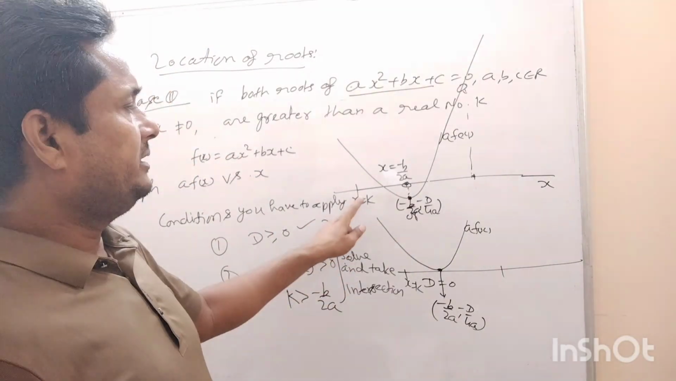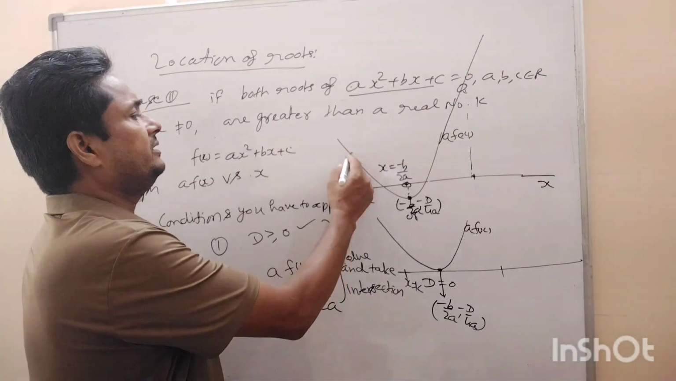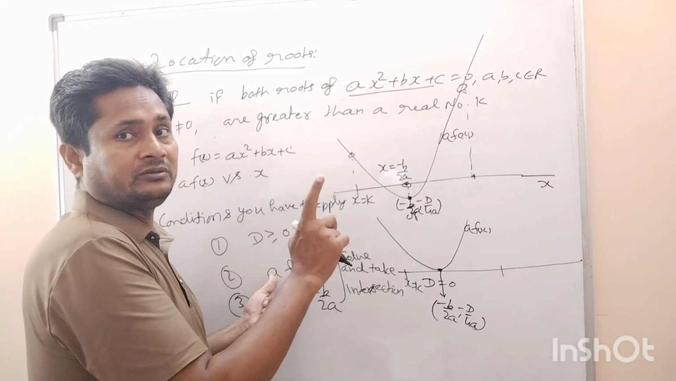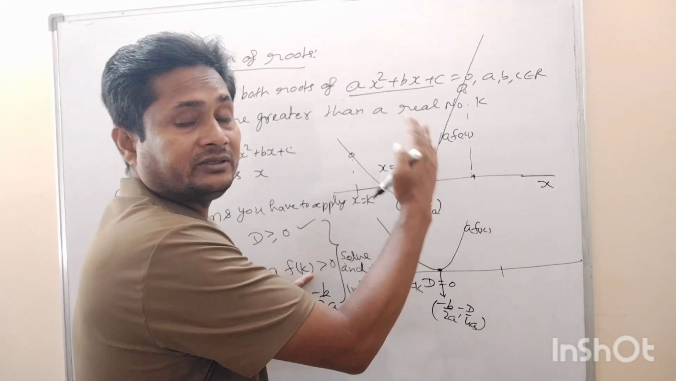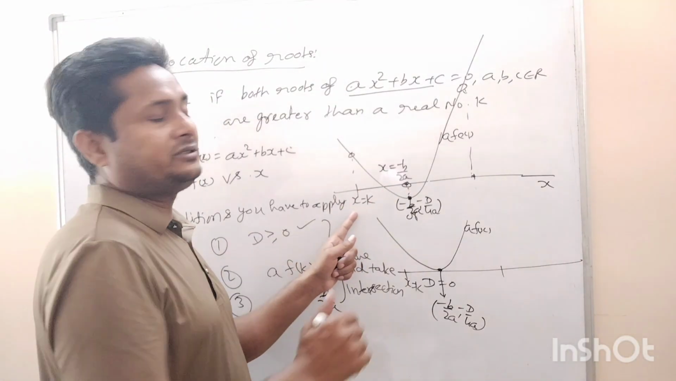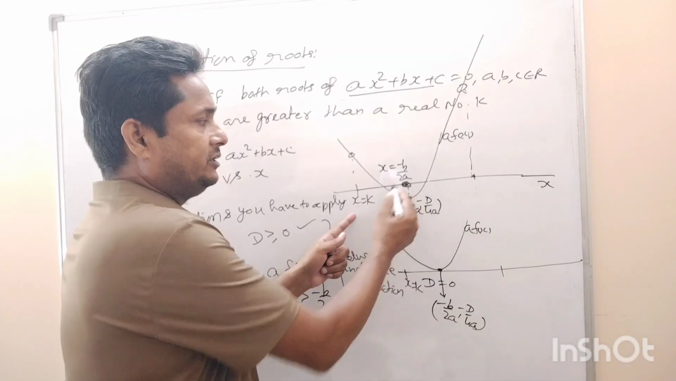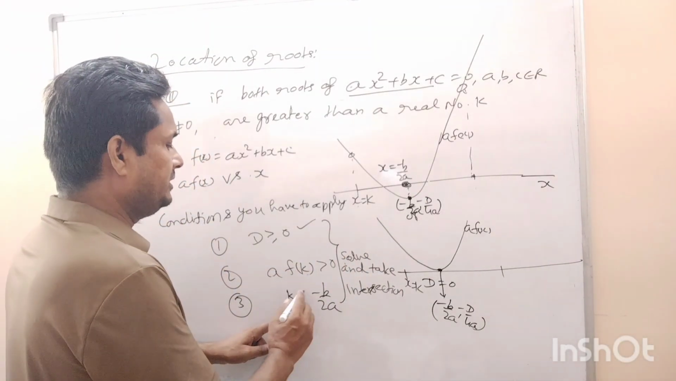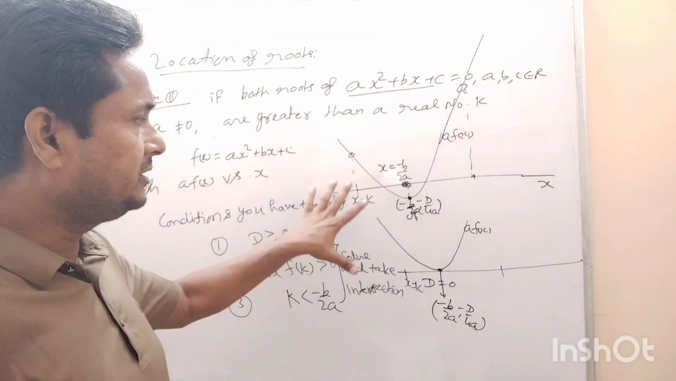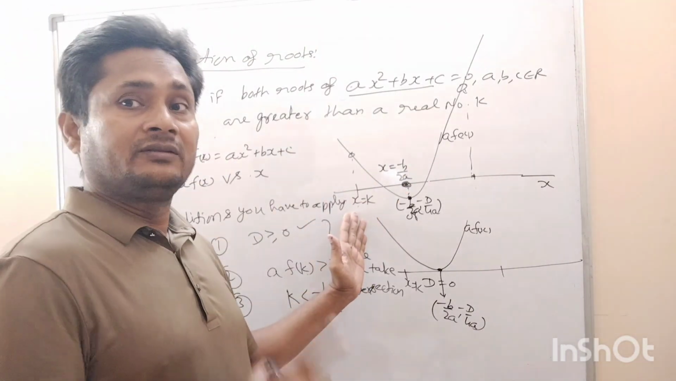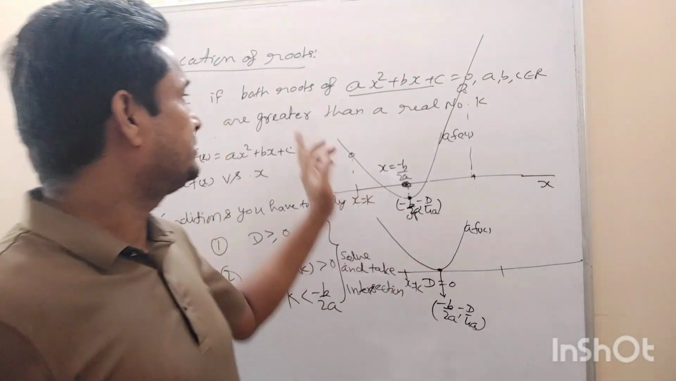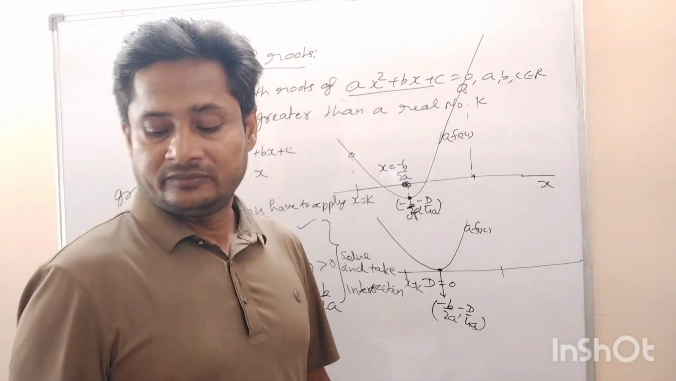Second condition, at x equal to k, the value of f(k) will be positive. This case is also true. But if we apply a f(k) is positive, then k may be this side or this side. But in this case, we want this side of k. So if we want this side of k, then we have to restrict k, that k is less than this value. So k is what? In this case, we have to apply this condition: k is less than minus b by twice a, because we want this side of k. If we want this side of k, then both roots of this quadratic equation will be greater than a number k in this case. So this is the second condition.